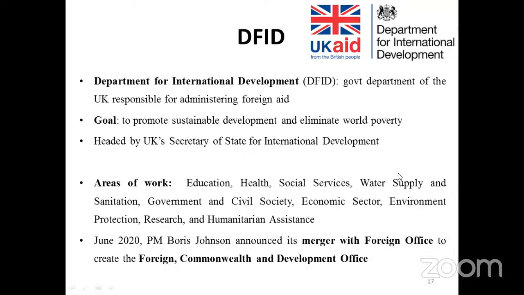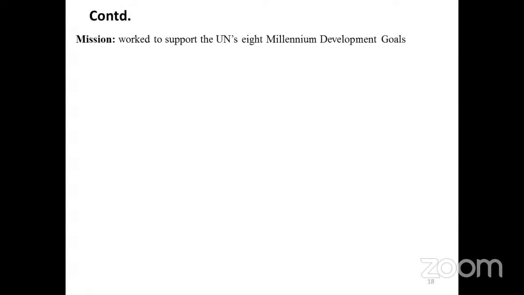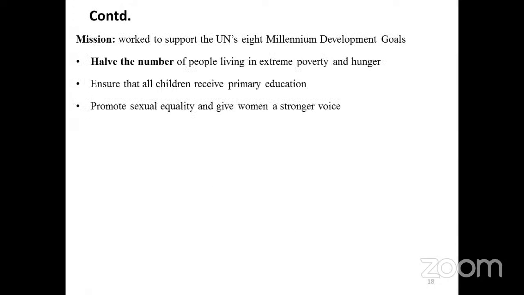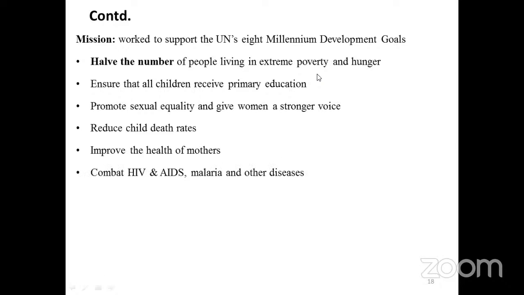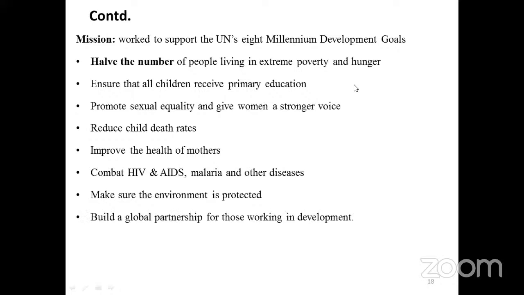But in 2020, they merged the Foreign Office with DFID, and now they have formed the Foreign, Commonwealth and Development Office. So again, their mission was to halve the number of people living in extreme poverty and hunger. And just like others, it was based on the UN's 8 Millennium Development Goals.